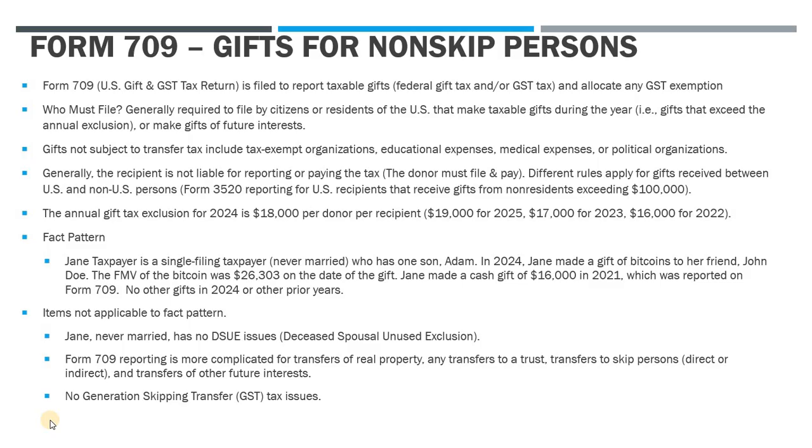So in this fact pattern, we have Jane, taxpayer. She is a single filing taxpayer, has never been married, and she has one son, Adam. And in 2024, she made a gift of Bitcoin to her friend, John. Now, the fair market value of those Bitcoins was $26,303. That's in US dollars on the date of the gift.